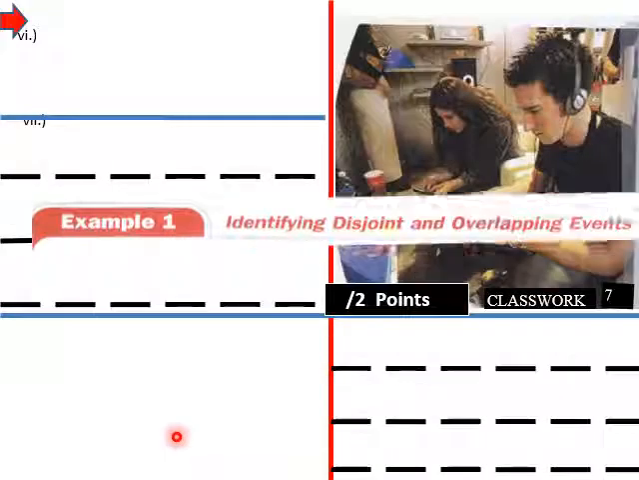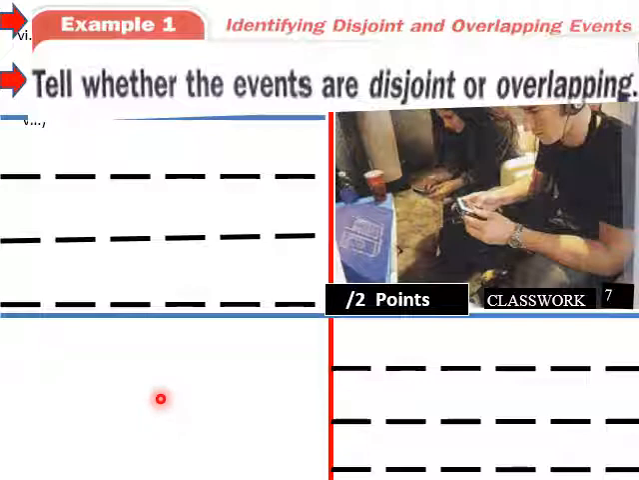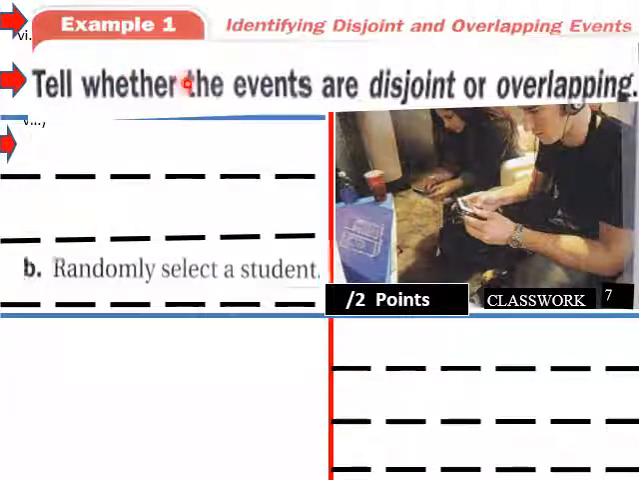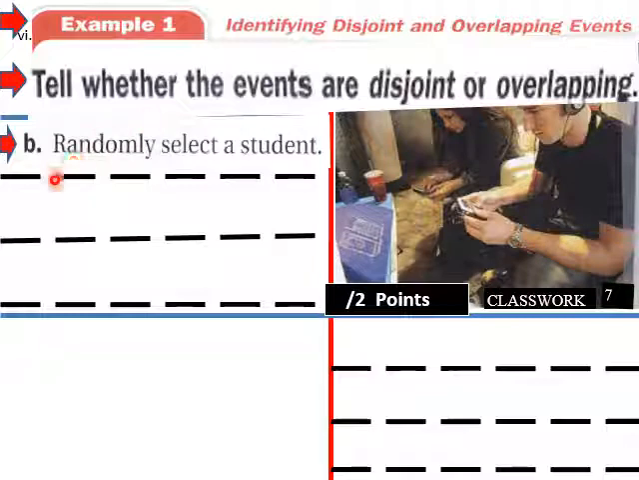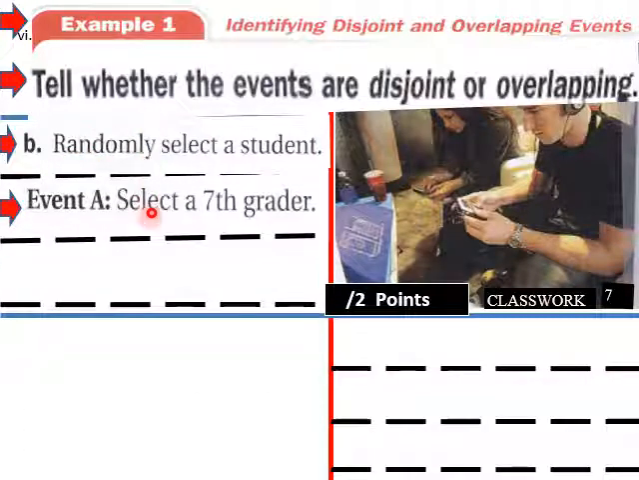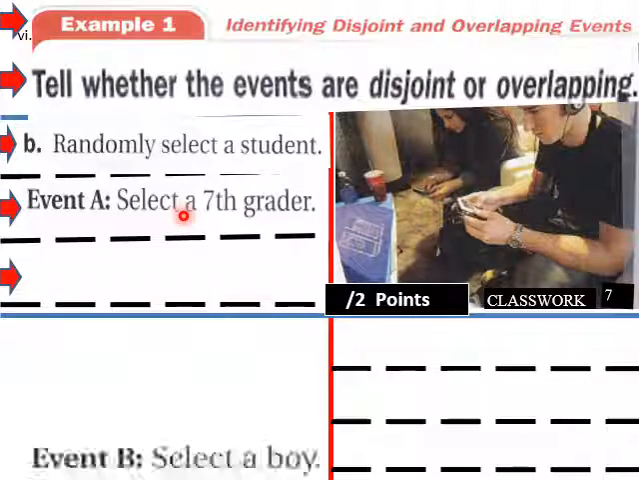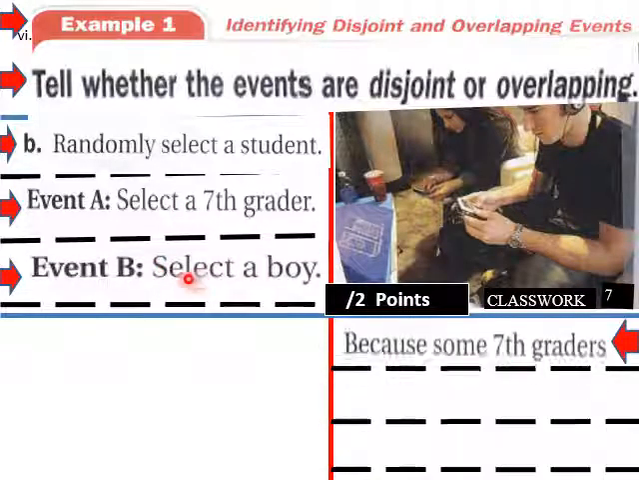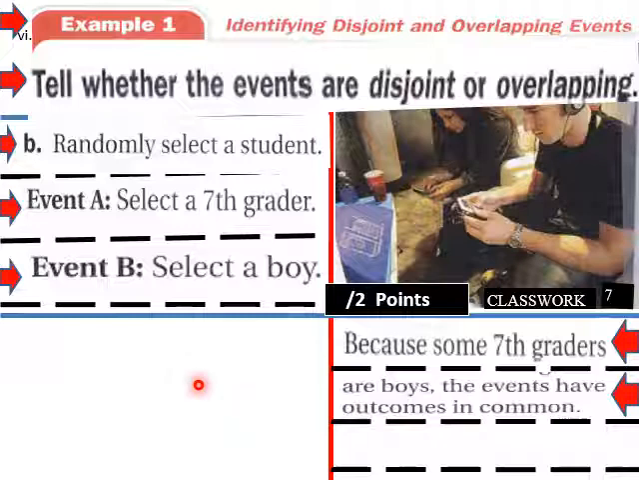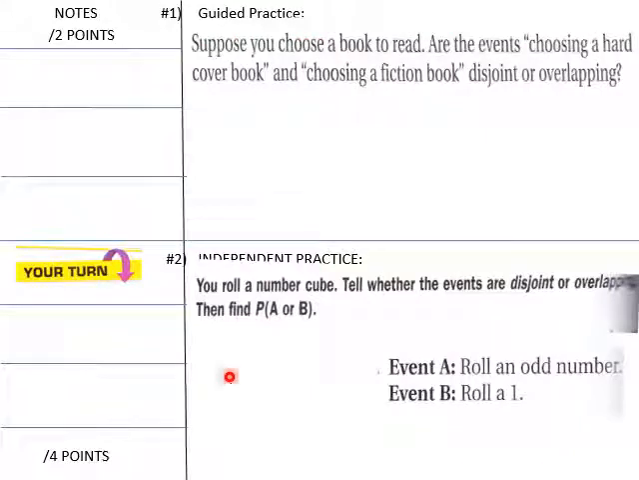And then for example 1, tell whether the events are disjoint or overlapping. So randomly select a student. Event A, select a 7th grader. Event B, select a boy. So in this situation, because some 7th graders are boys, the events have outcomes in common. The events are overlapping. So by selecting a 7th grader and a boy that is a 7th grader, that would be an overlapping proposition.